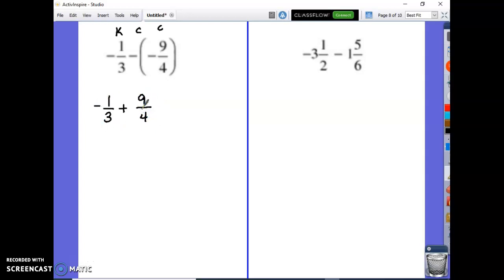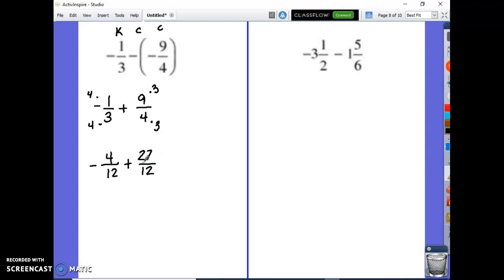Different signs, so we're going to subtract, but before we start doing that, we have to get common denominators. So the least common denominator is going to be 12. Well, you have to multiply 3 by 4 to get 12. So what you do to the denominator, you must do to the numerator. 4 times 3 is 12, so multiply the numerator by 4. 4 times 5 is 20, and that's going to be a negative. And add that to 9 times 3 is 27 over 12 again.